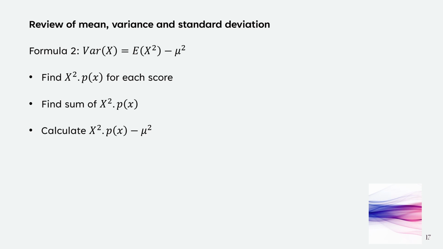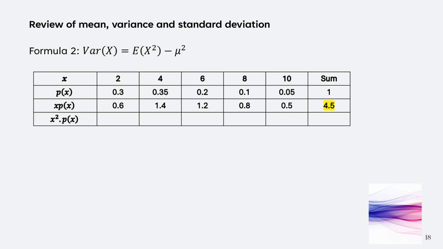The second way is that we square the x's, so we square the scores, times by their probabilities, and then we minus the mean squared. So using our exact same example, we're going to square the score times by the probability. So the first one is 2, square that is 4, times that by 0.3, and you get 1.2. So to do that for each one, you square the score times by its probability, and that's the value you get for each one as you do that. And then we sum that.